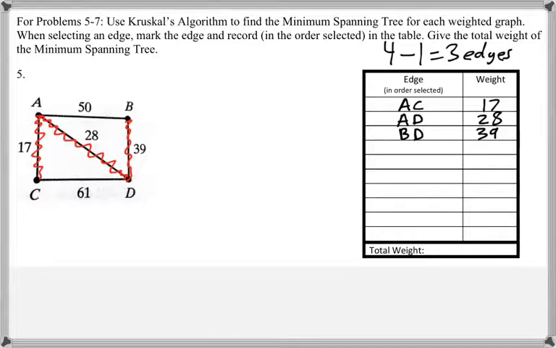So now all 4 vertices are connected. So this is our spanning tree, and it has a total weight of 84. So the optimal way to connect these vertices is 84.